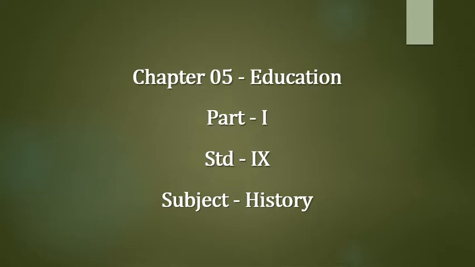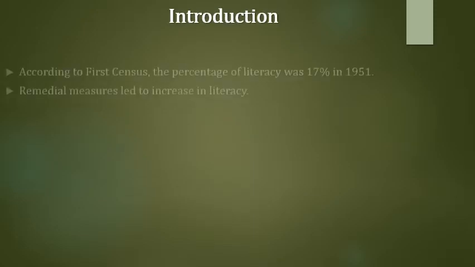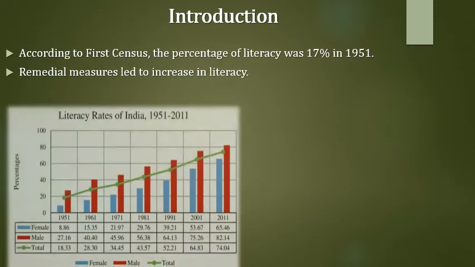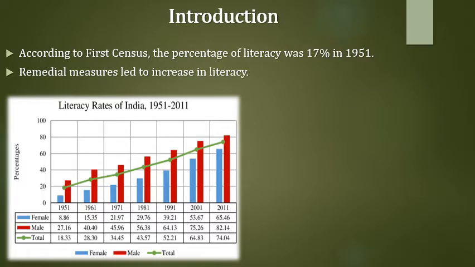In this chapter, we shall review the main stages and schemes in the development of the educational system in India. Introduction. The first census of independent India in 1951 revealed the extreme complexity of the educational issues in the country.